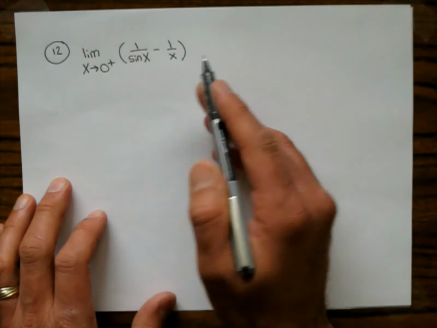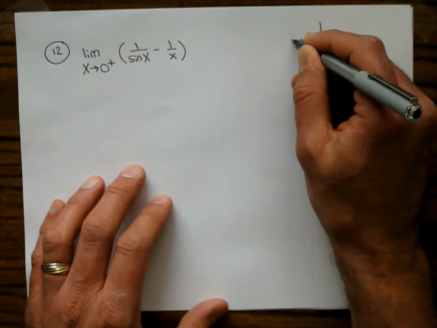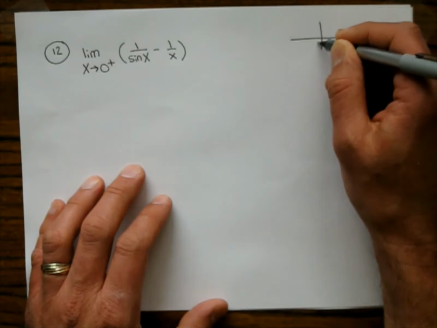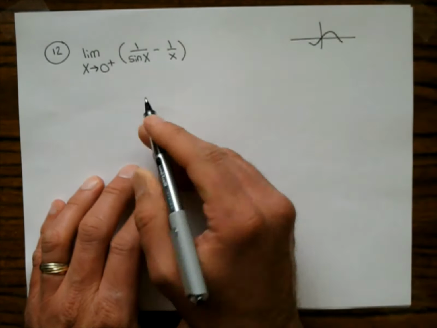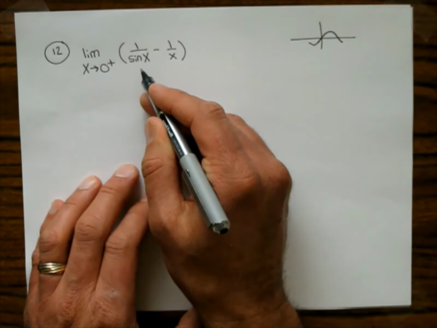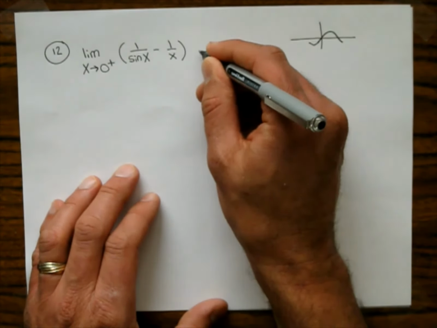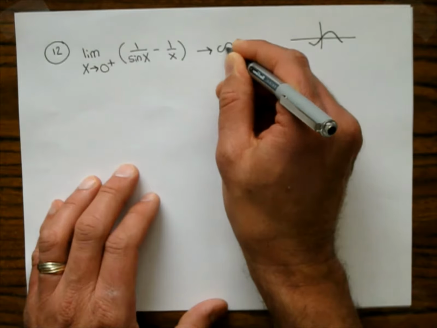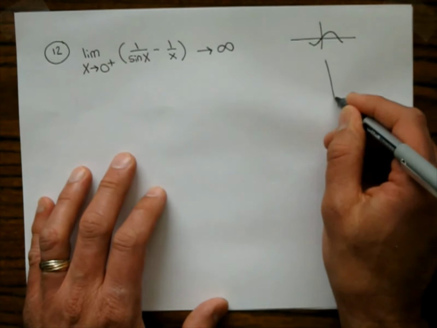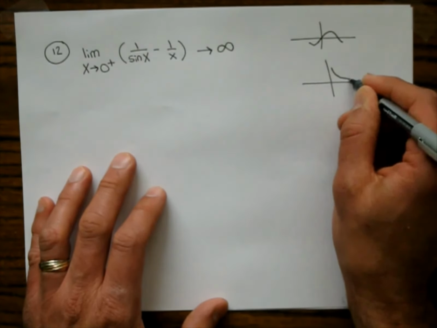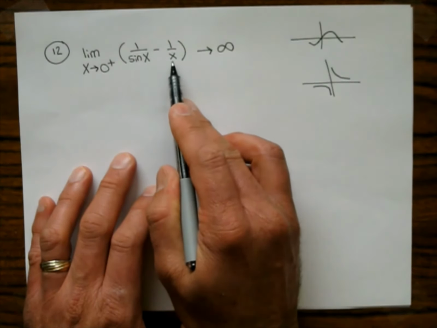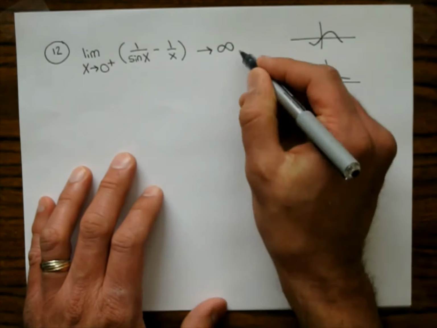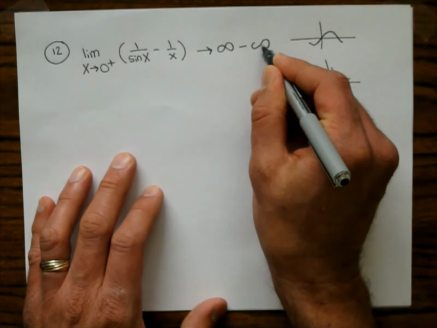Okay, so, once again, the sine looks like this. You're approaching 0 from the right, so this is 1 over 0 with a plus by it, so that first one's going to be infinity. And then 1 over x looks like this. We don't really need to use the graph. You can say 1 over a very small positive number. That's going to be minus infinity.